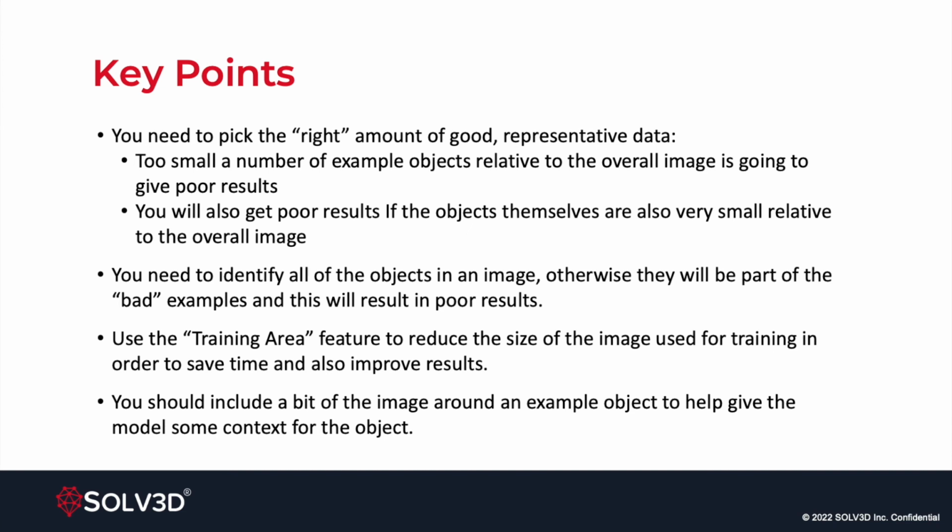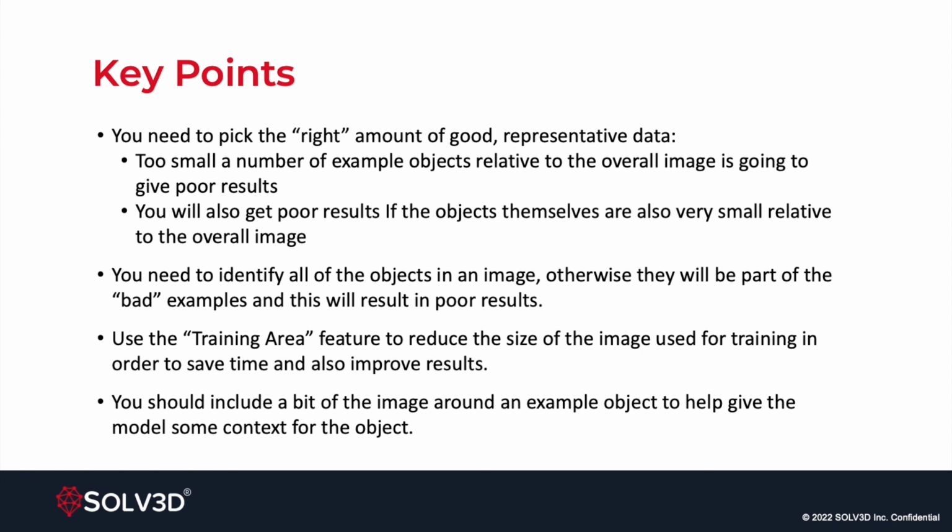Likewise, you can get poor results if you don't identify all of the objects in the image. And this is because the objects you're trying to identify, if you don't label them, get included in the so-called bad data that the model is looking at to recognize what is not the object. This is where the training area feature really comes in. You can reduce the size of the area that you tell the model to look at when it's training. This saves time and can also be used to improve your results.